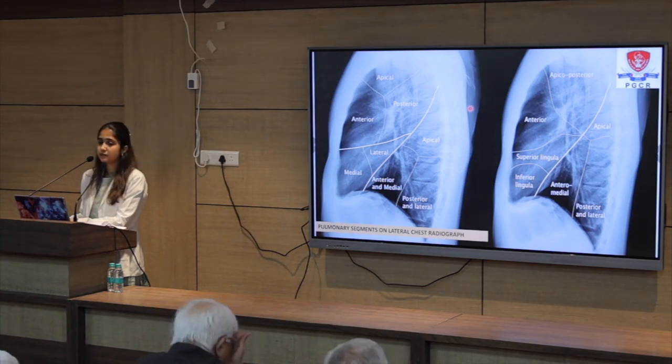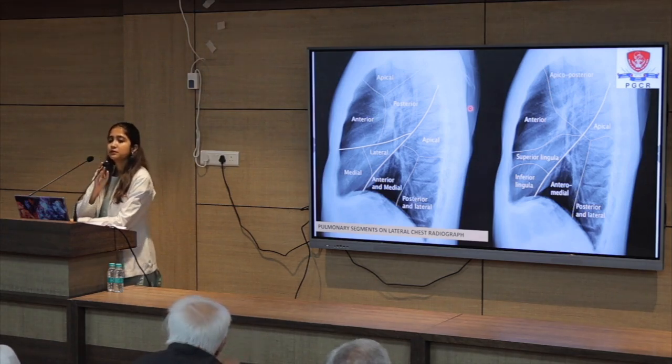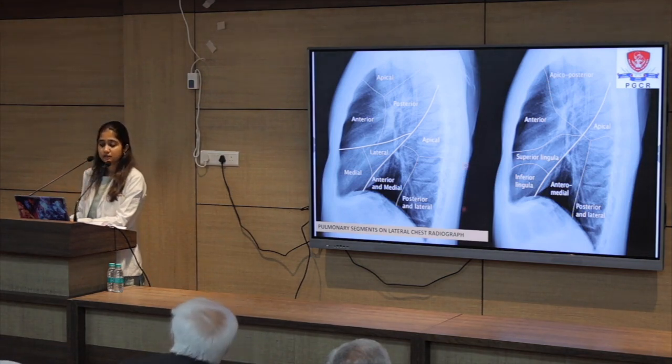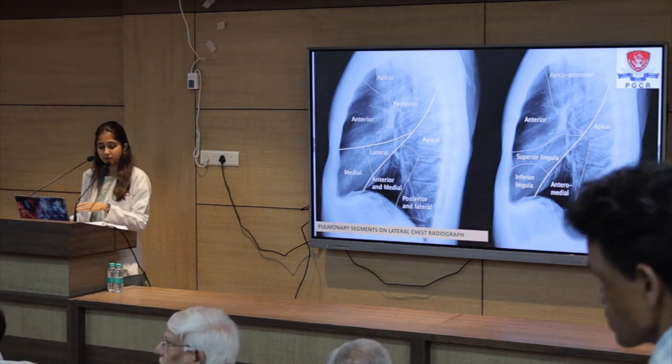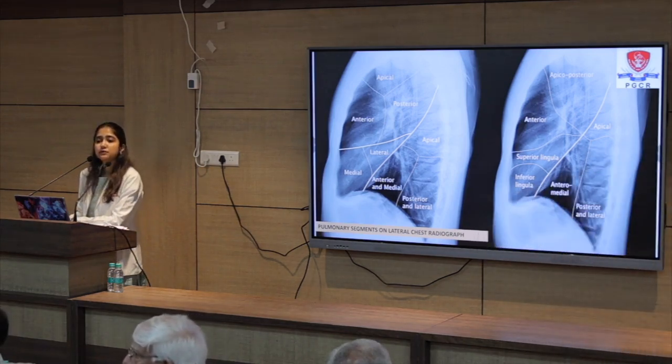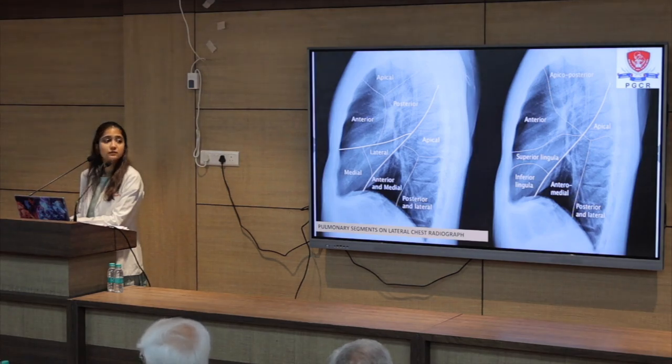What clinical difference will it make? There is not much clinical difference, but at least academically we are able to differentiate it. The upper lobe also we can differentiate into apical, posterior and anterior segments. Academically it is important. Of course, clinically it is also important.